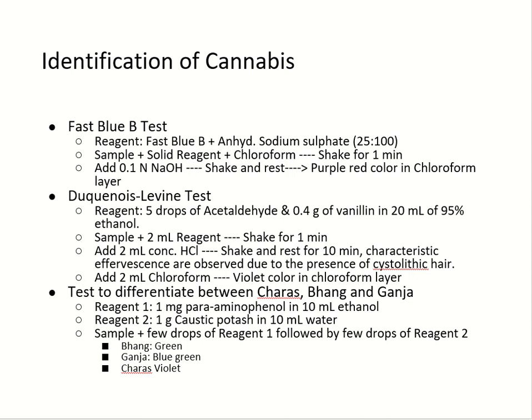The test to differentiate between charas, bhang and ganja: reagent 1 is prepared by 1 mg para-aminophenol in 10 ml ethanol. Reagent 2 is 1 gram caustic potash in 10 ml water. Sample plus a few drops of reagent 1 plus a few drops of reagent 2 will give a green color for bhang, blue-green color for ganja and violet color for charas.